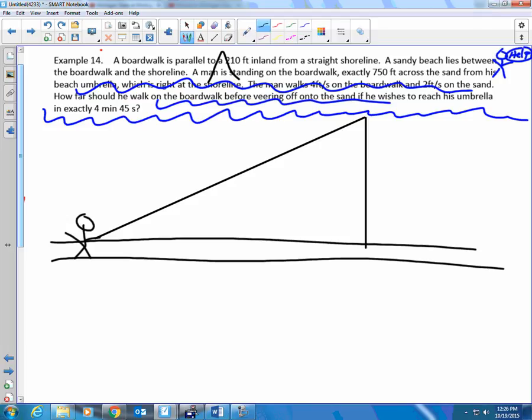All right, so it's 210 feet inland. A sandy beach lies between the boardwalk and the shoreline. A man is standing on the boardwalk exactly 750 feet across the sand from his beach umbrella. There's a beach umbrella right here, and he wants to get to his beach umbrella.